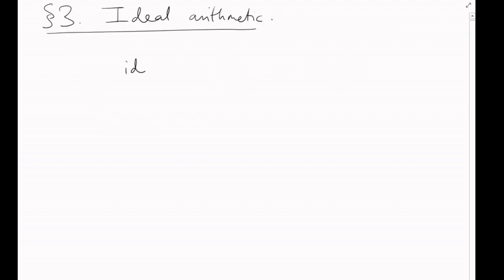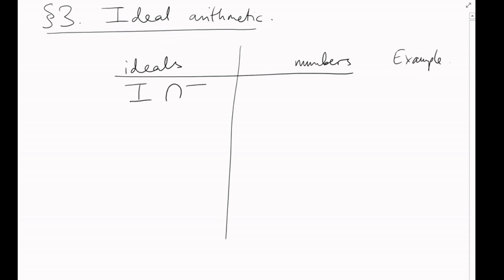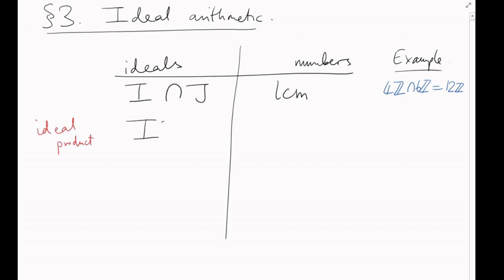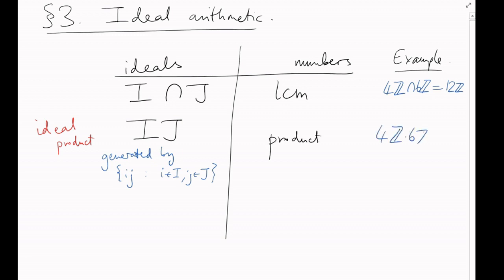Section 3. Ideal arithmetic. We've already seen that the intersection of two ideals corresponds to the least common multiple. And there are other arithmetic operations on ideals as well. For example, we can define the product of two ideals, I times J. That's just the ideal generated by all the elements, little i times little j, where i is in I and j is in J. And this corresponds to the usual product of numbers. A multiple of 4 times a multiple of 6 is a multiple of 24. But the really important operation, for our purposes, is rather confusingly called the sum of two ideals.